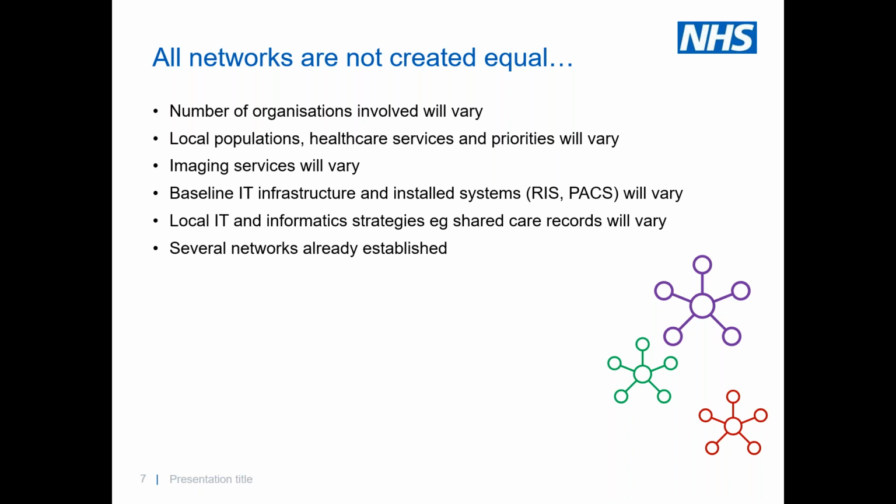However, not all networks are created equal. Some networks we know are already fairly well established and quite mature and doing some of this stuff already, which is absolutely fantastic. That's great, and I applaud them all. However, others are less mature. And they're less mature for a variety of reasons. They may have different numbers of organisations, their local populations may vary. Imaging may not be a priority in their part of the world. So we're seeing all sorts of variability in terms of the IT and the structures which will eventually form up around networks. And that's fine, that's not a problem, we're quite happy with that.